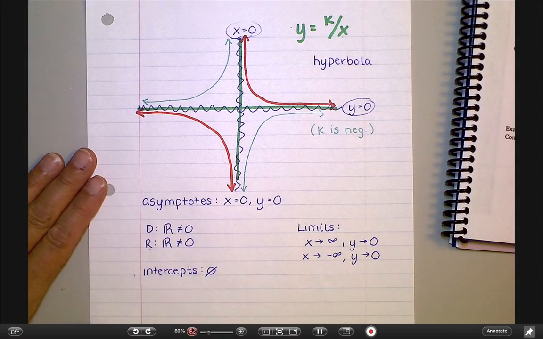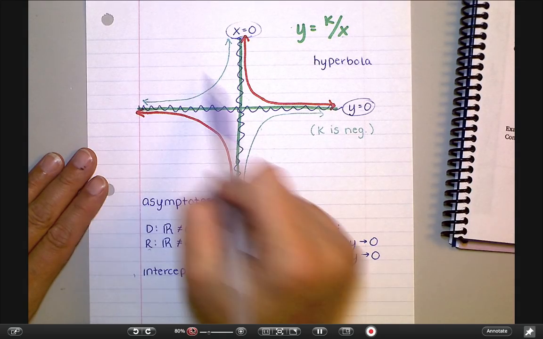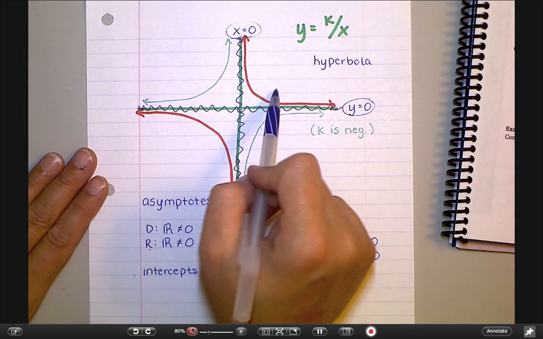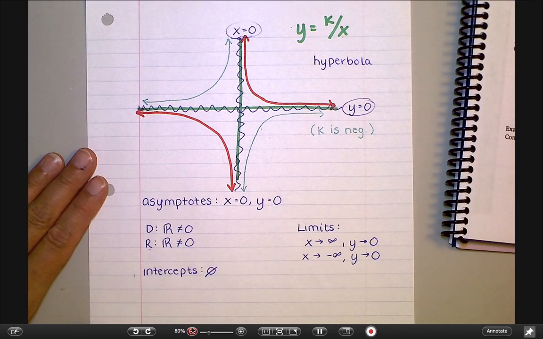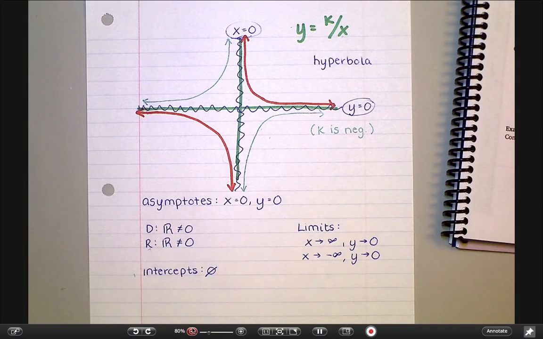And this one is approaching from above. So when you have a negative k value, your hyperbola is going to switch to these two corners instead of these two. And you will have to know the difference between those two. But none of your properties change. So as far as your table goes, you can just go ahead and fill in the exact same thing.